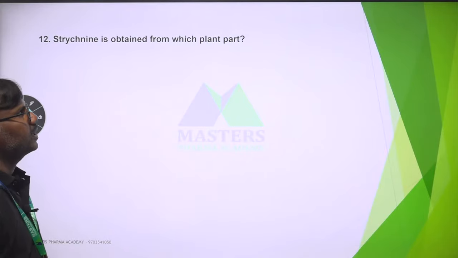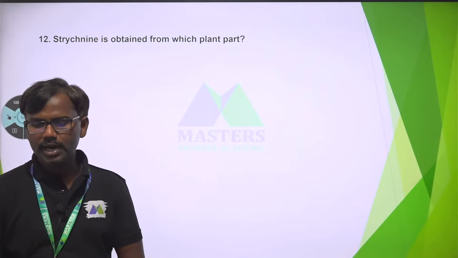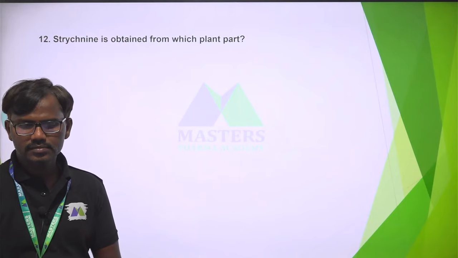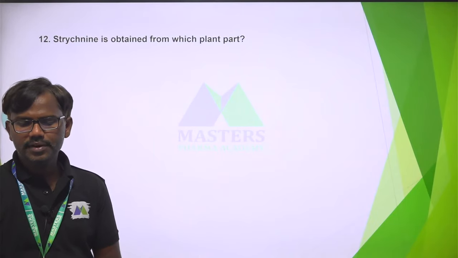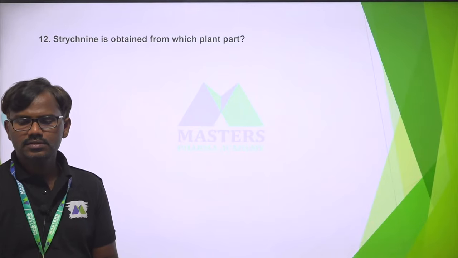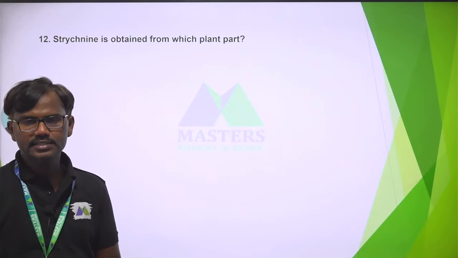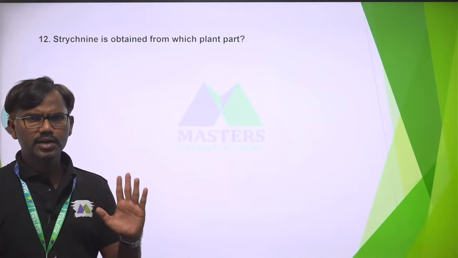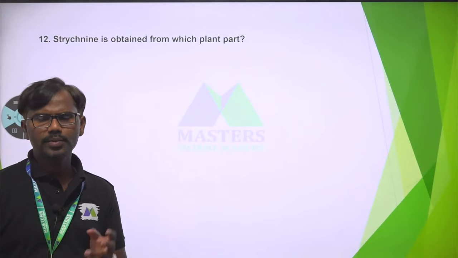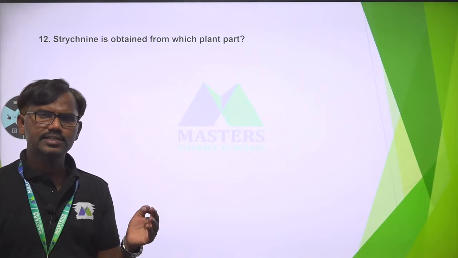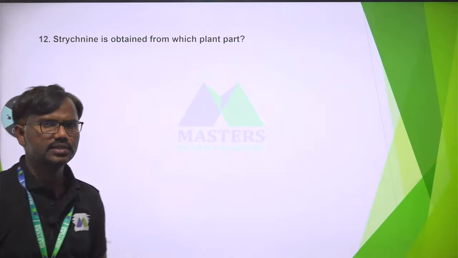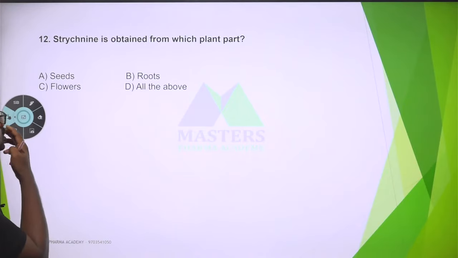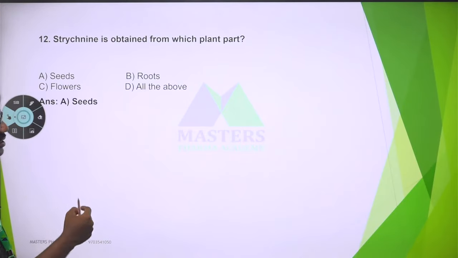Then strychnine is obtained from which plant part? Strychnine is obtained from which part of the plant? Right, very good. Seeds, Nux vomica. It's a very, very important drug. You must remember Nux vomica, as this drug repeatedly comes in competitive exams: the pharmacist exam, GPAT exam, NIPER exam. This is a focus plant. So we'll see the important points about Nux vomica. The answer is A, that is seeds, Nux vomica.